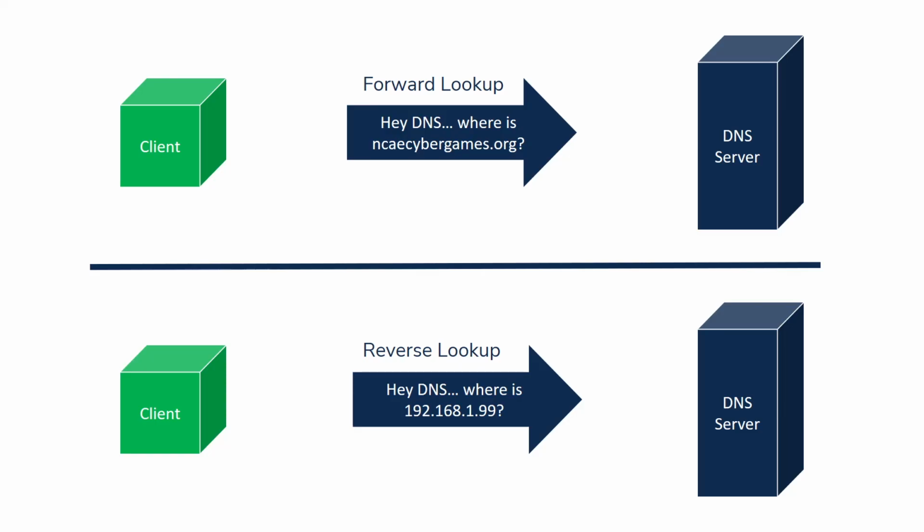In the case of a reverse lookup, you get the complete opposite of this, where the client will go to the DNS server and say, hey, I have an IP address. Can you please tell me, is there a domain name that's associated with this IP address? Then the domain name system, your DNS server, would be able to respond with the appropriate domain name if it's something that it's been programmed to look at.